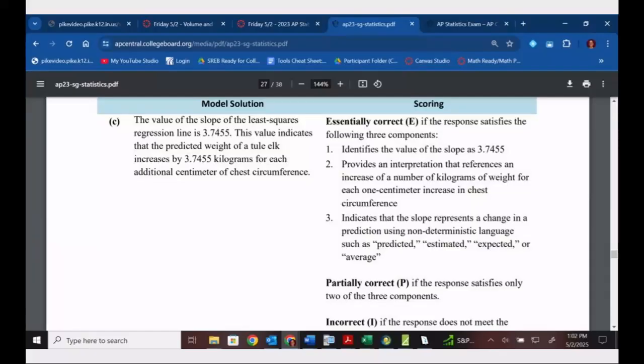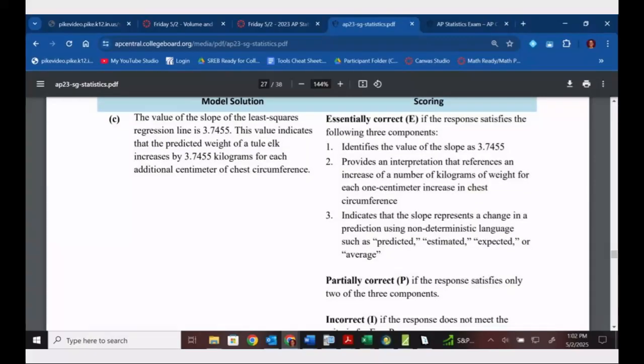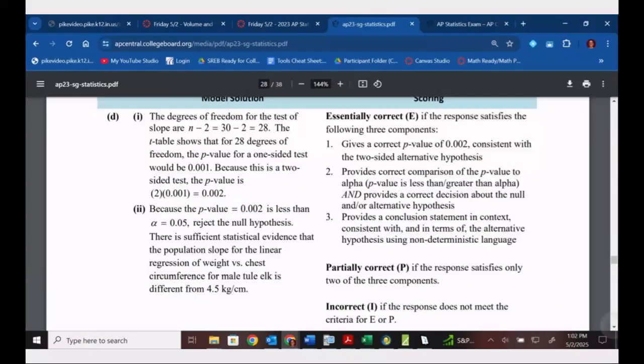But they have that predicted right there. That would be component 3. If you don't have predicted or estimated or expected or some other word like that that indicates that what you find from using the equation is not going to be the actual weight of the elk. If you met all 3 components, give yourself an E. If you got 2 of the 3 components, give yourself a P. Otherwise, give yourself an I.